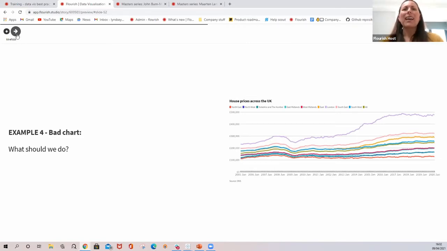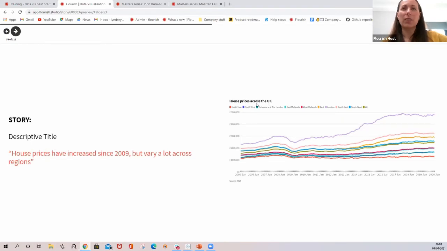So again, house prices across the UK, another one of those charts with lots of lines on. And what is it really that we want people to take from this chart? As always, we start with our story. What is the story? Not a description of the data. So the story we want from this chart is how house prices have increased over time, but this varies across regions. So it's a two-part message.